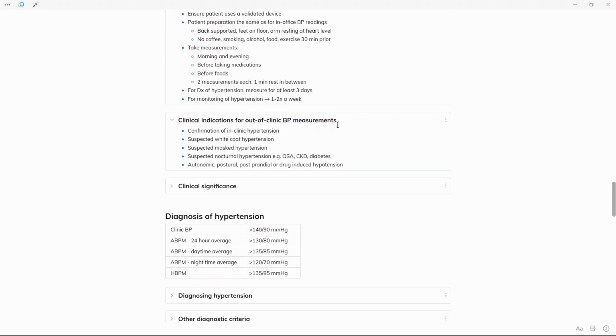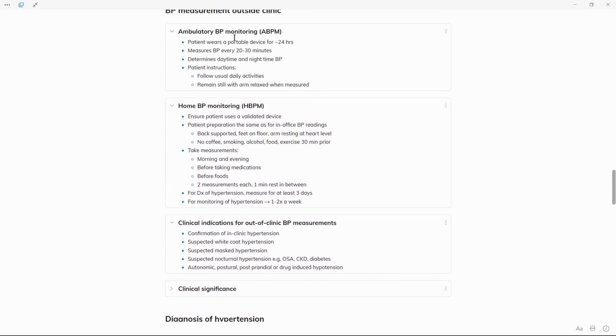When would you order out of clinic blood pressure measurement? So when would you order an ambulatory BP monitor or a home BP monitor?